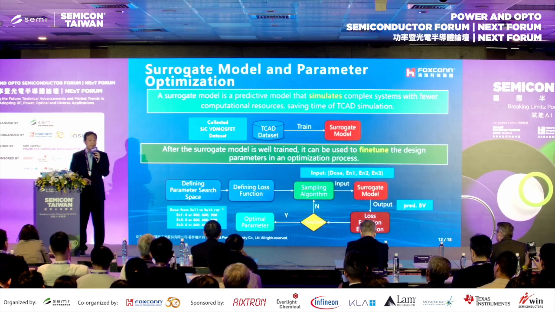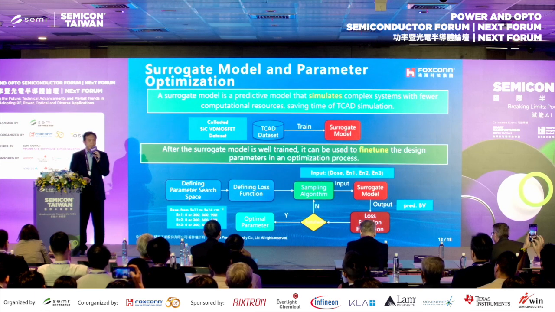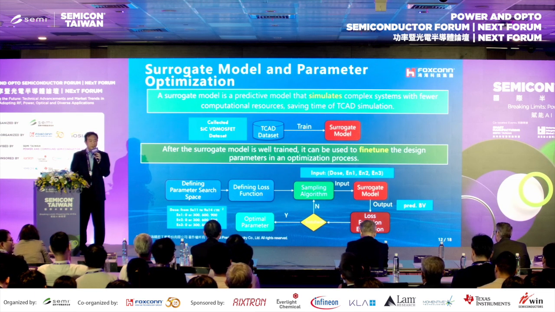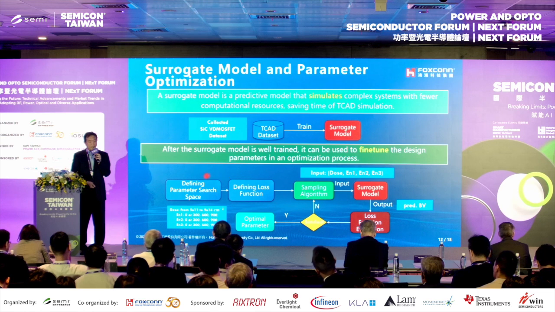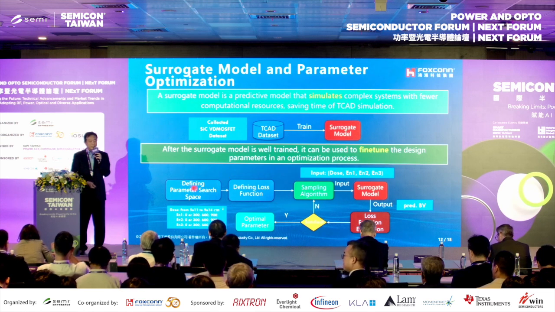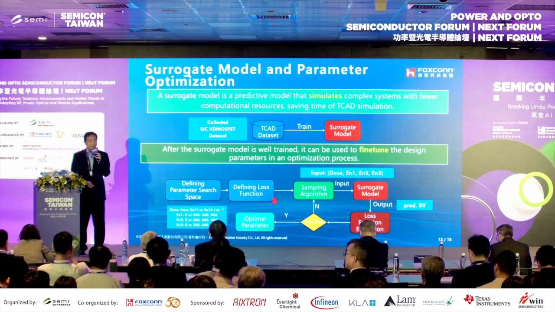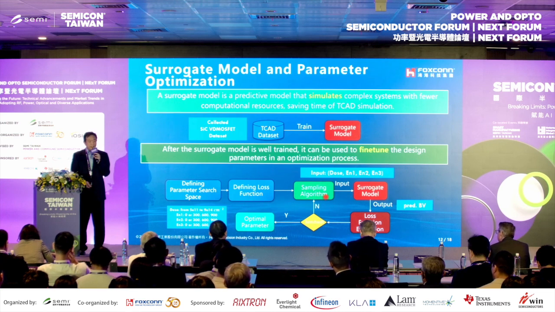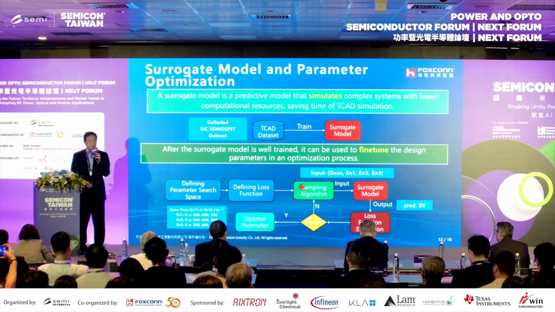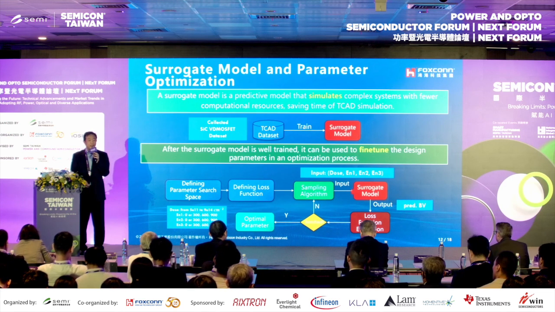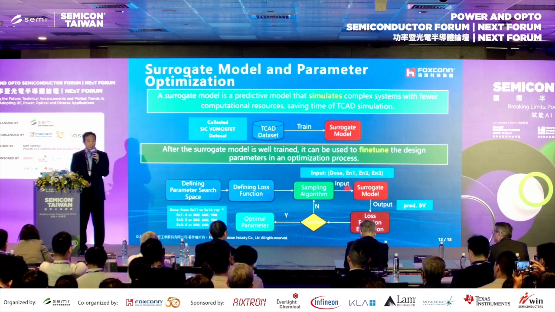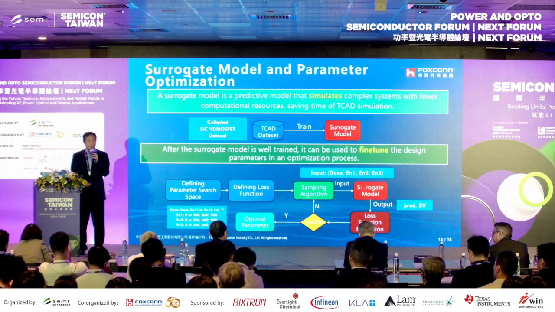After the surrogate model is well trained, it can be used to fine-tune the design parameters in the optimization process. The whole process is shown on the bottom. First we define the parameter search space, then we define the loss function, and then we sample a set of parameters from the search space and input the design parameters into the surrogate model instead of TK. So in this step, we skip TK and use the surrogate model to replace it.